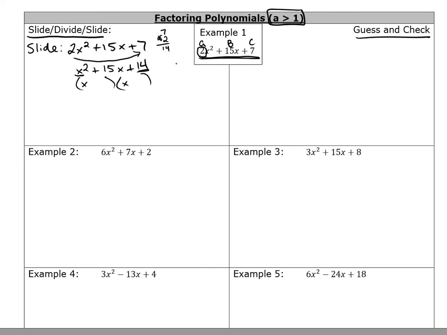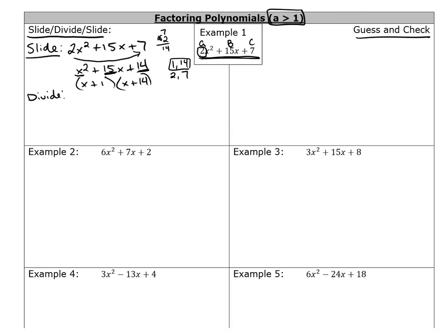We ask what the factors of 14 are: 1 and 14, 2 and 7. Then we look at the middle term to get 15, which pair would add to it: 1 and 14. So we write down 1 and 14. That is the slide step. Now we move on to the divide step.